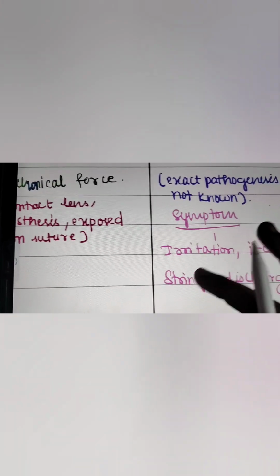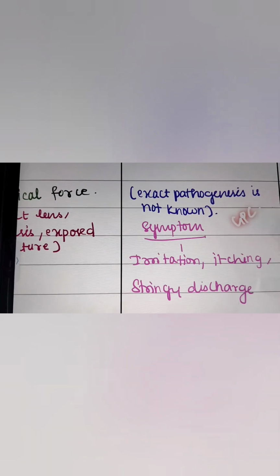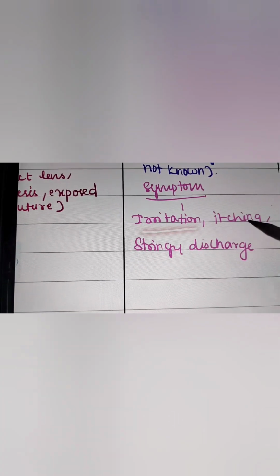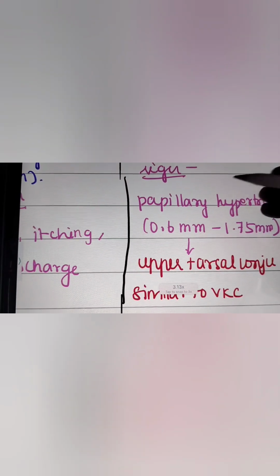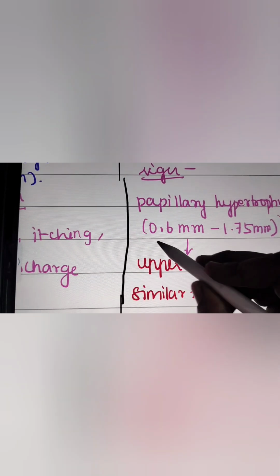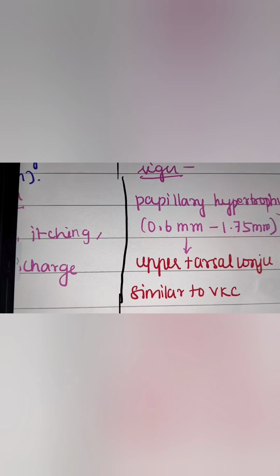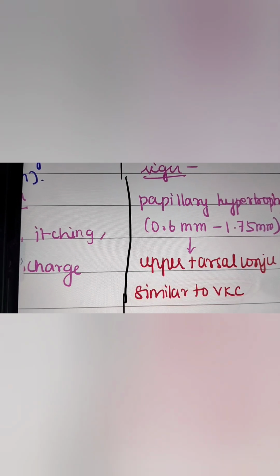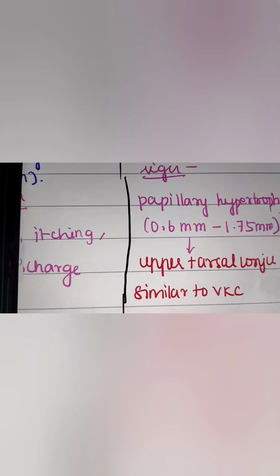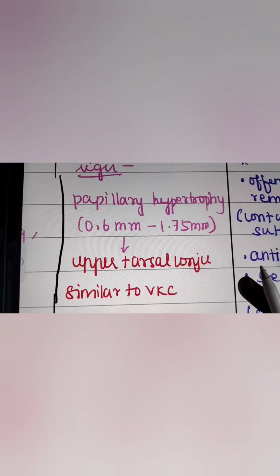So giant papillary conjunctivitis is mainly due to mechanical force, that is your contact lens, prosthesis, exposed nylon sutures, and other causes for giant papillary conjunctivitis. Exact pathogenesis is not known. If you see the symptoms, irritation, itching, and stringy discharge can be seen. And what are the signs we see? We will be seeing the papillary hypertrophy, that is 0.6 mm to 1.75 mm at the upper tarsal conjunctiva, similar to VKC. We already saw in VKC we will be having papillary hypertrophy. The same thing will be seen in giant papillary conjunctivitis too.